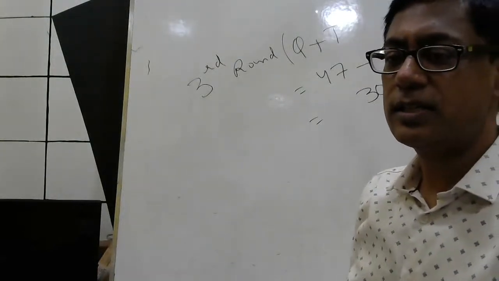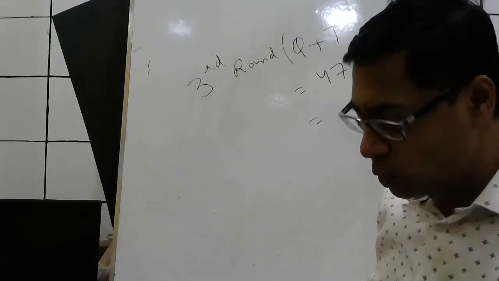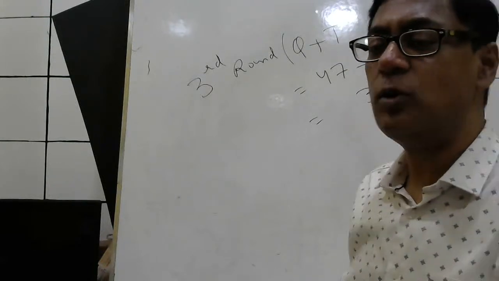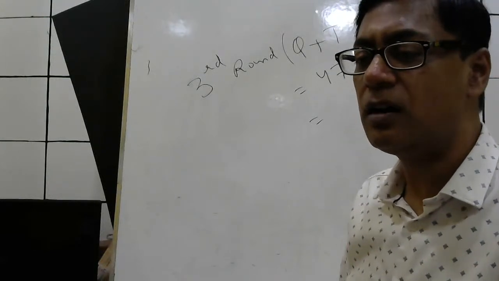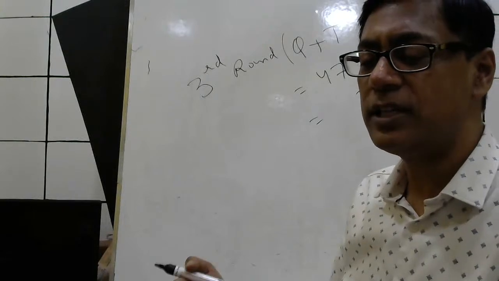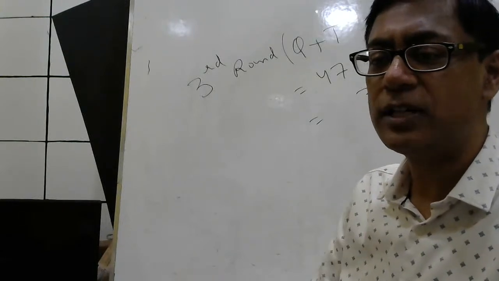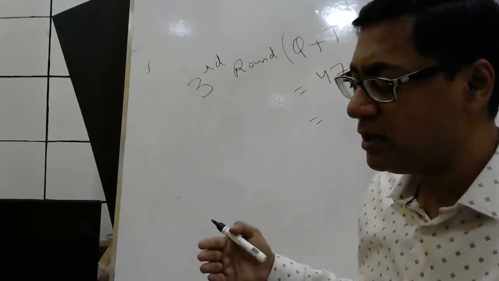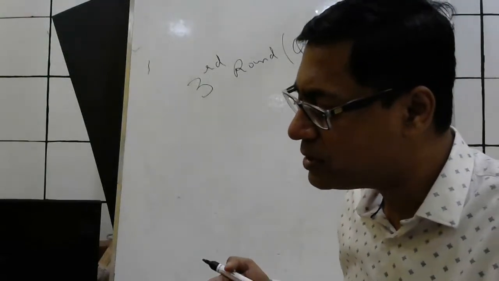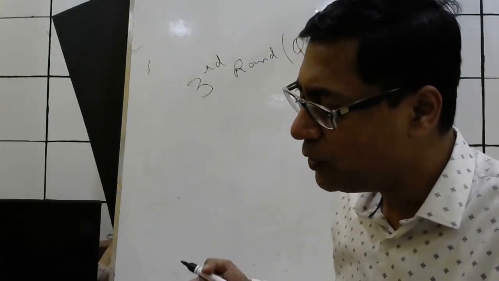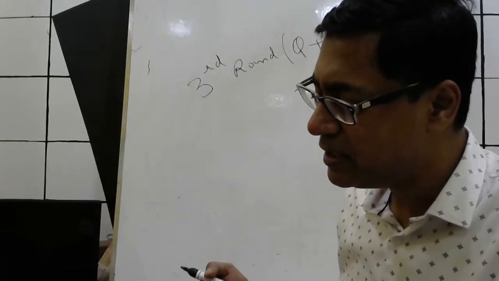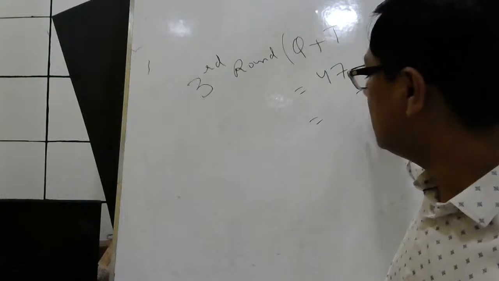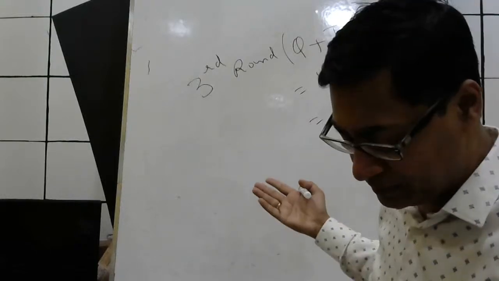This is what it is. So third round, Q plus T. Because in the third round the total number of votes is 47, since the number of people is also 47, right? And we will reduce 17, because we already know that 17 is there. So finally, 30 votes is what we are looking at, right?